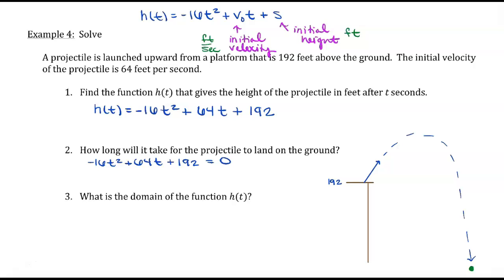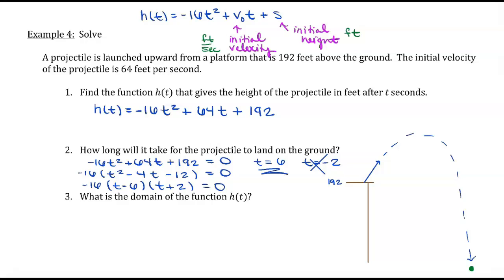We can first factor out a greatest common factor of negative 16. This leaves us with t squared minus 4t minus 12. And factoring the remaining quadratic, we have negative 16 times (t minus 6) times (t plus 2). This gives us values of t equal to positive 6 and t equal to negative 2. We don't want an answer of negative 2 seconds, that's 2 seconds before launch. So our solution is t equal to 6 seconds. That's 6 seconds after launch the projectile will land on the ground.